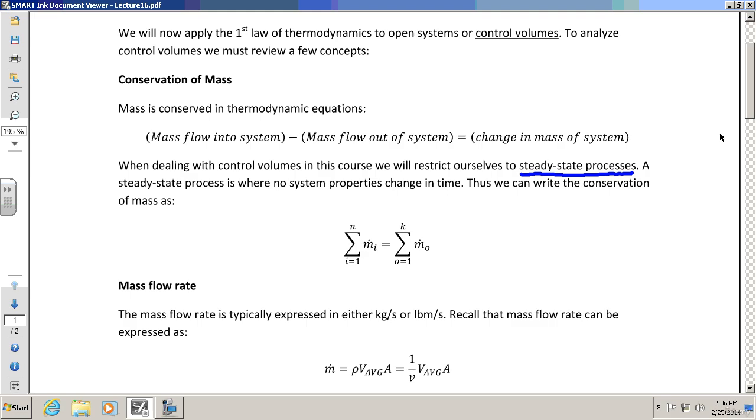Now, we can take advanced courses and do more with this, but steady state is going to cover most everything we need. What that does here is it makes it even simpler, because that says that the change in mass of the system is 0. Whatever mass you've got flowing in is the same as the mass you've got going out. I can't make it any easier, right? That's pretty easy.